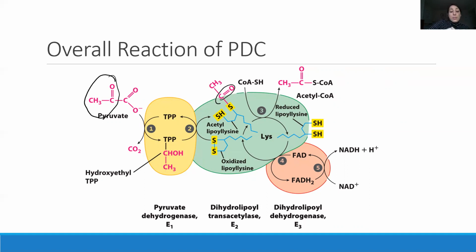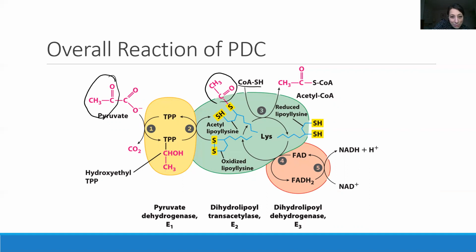Lipolysine is then going to go through a second step. So it now has our piece of the pyruvate attached to it, and it is going to finalize making our acetyl-CoA. This is the second step of E2, forming acetyl-CoA by taking coenzyme A and attaching it to our acetyl group that we formed through this process.